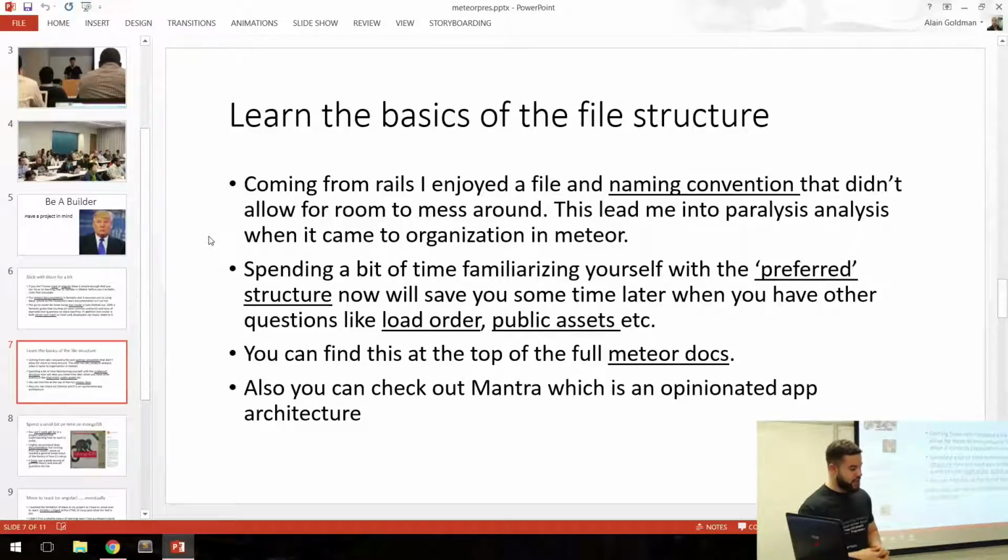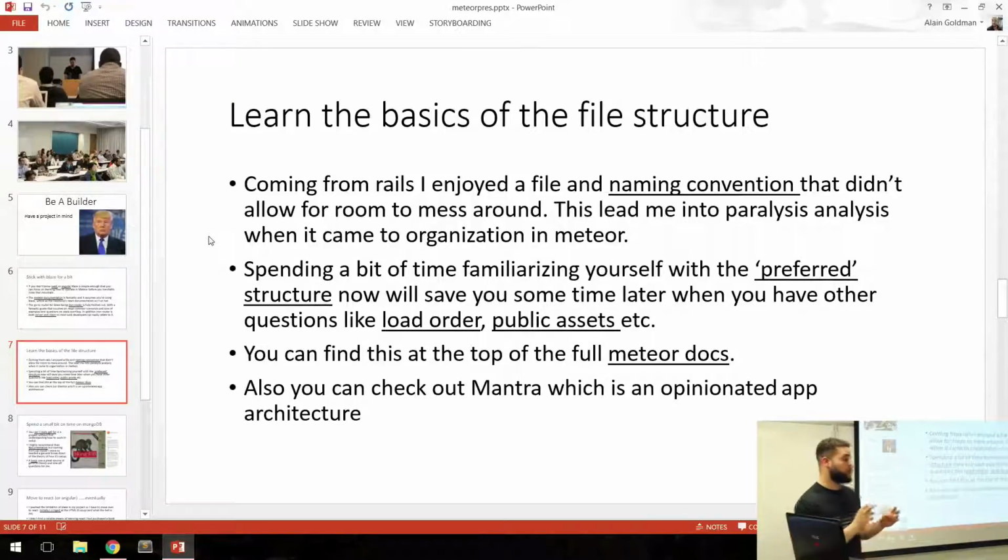But there actually is a preferred structure, and just spending a minute or two reading the preferred structure of a Meteor application could actually help you out in the future. It might not help you out now, but if you ever had a question later on about how your assets load, what's the load order, and so forth, this would hedge your bet. This would help you for the future.